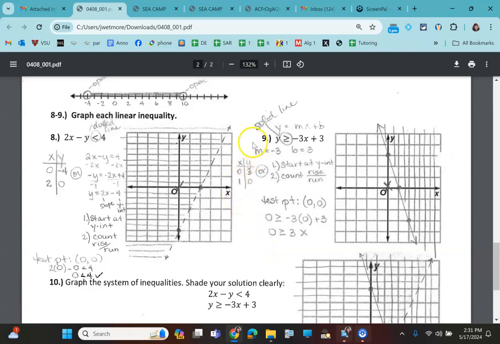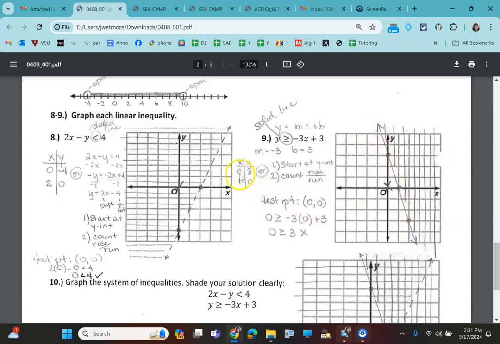All right, so then for number 9, same idea. We're going to treat this as if it said equal to. So you could look at it and say, okay, my slope is negative 3 and my y-intercept is 3. And so I would start at a y-intercept of 3, and I would rise a negative 3, run a positive 1, rise a negative 3, run a positive 1, and that would give me my line.